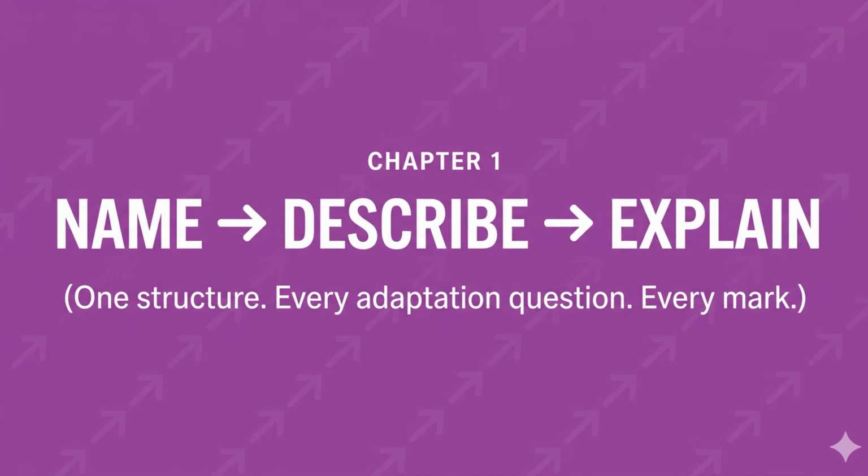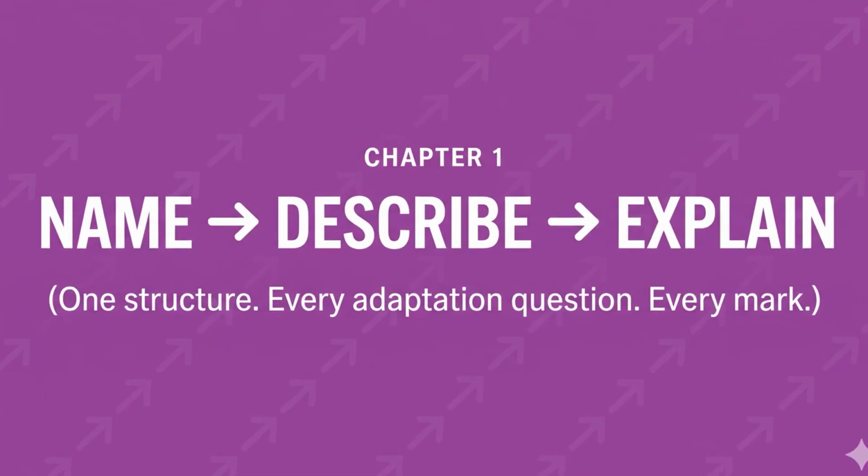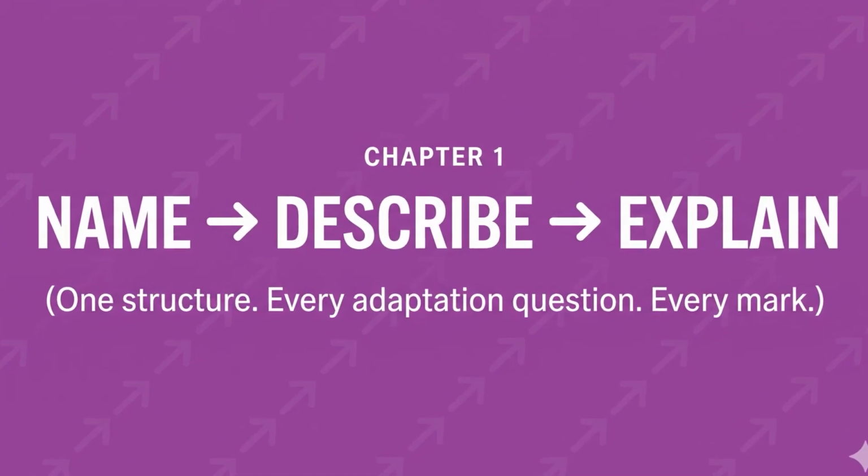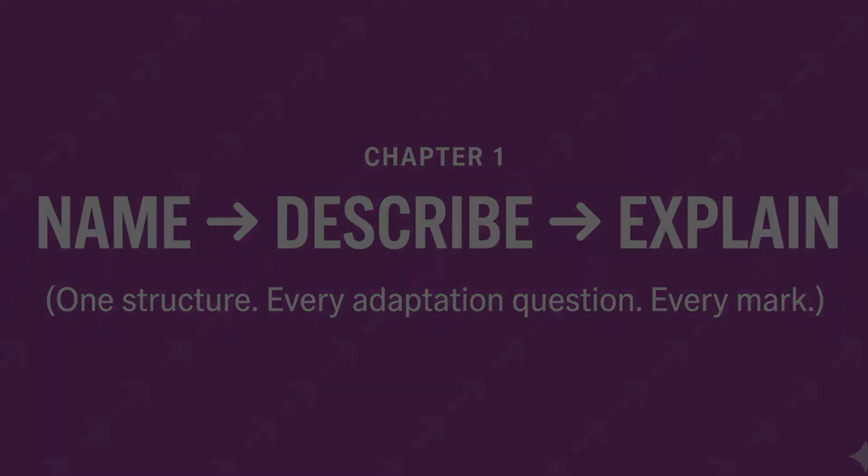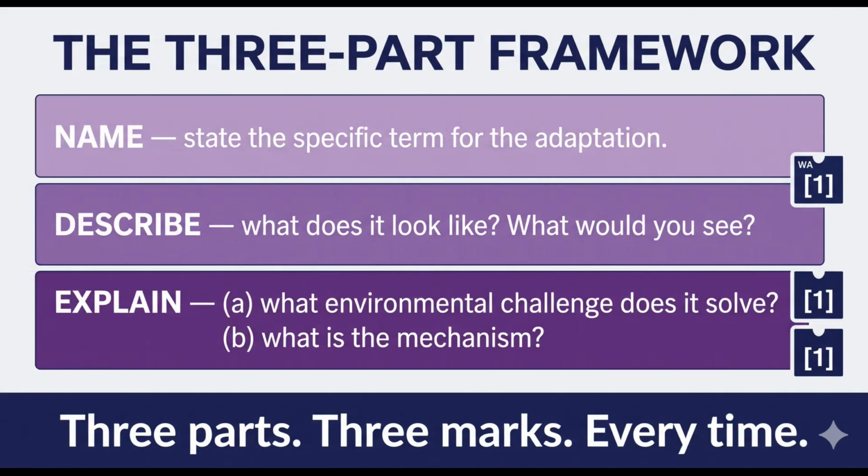Chapter 1. The name, describe, explain framework, the structure that unlocks every adaptation question. The framework has 3 parts. First, name. State the specific term for the adaptation. Without naming it, you cannot score the first mark. Second, describe. Say what the feature looks like or how it works physically. What would you see if you stood in the rainforest and observed this feature? This is the part students most often skip, and skipping it loses a mark.